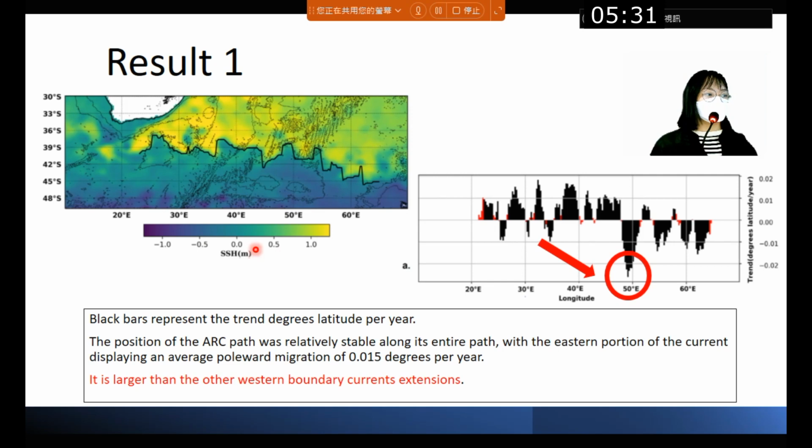Let's talk about result one. We put the basic picture right here, and we compare it with result one. We can see these two squares compared with these two squares, and here is the average poleward migration of 0.015 degrees per year, and it is larger than the other western boundary current extensions.